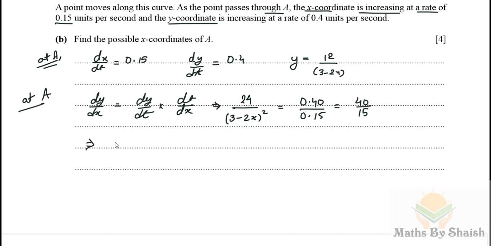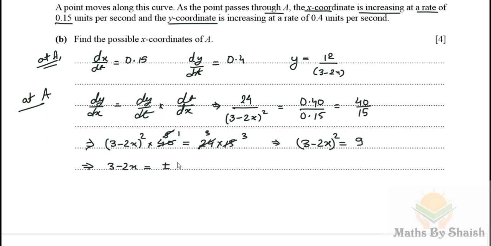So from here by cross product we got 3 minus 2x whole square multiplied by 40 is equal to 24 into 15. So 8 5s are 40, 8 3s are 24, 5 1s are 5, 5 3s are 15, so it is 9. It means 3 minus 2x square is 9. So we'll solve for x. It is 3 minus 2x is plus minus root 9, that is 3.